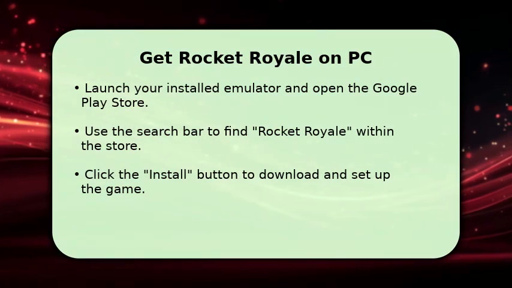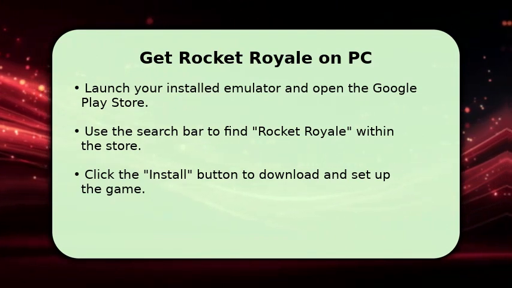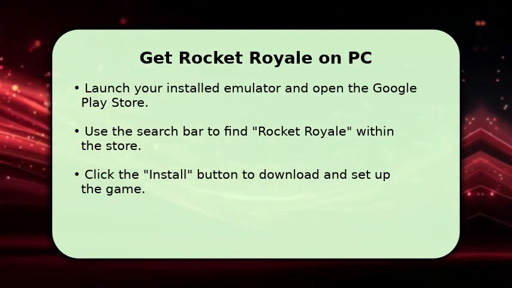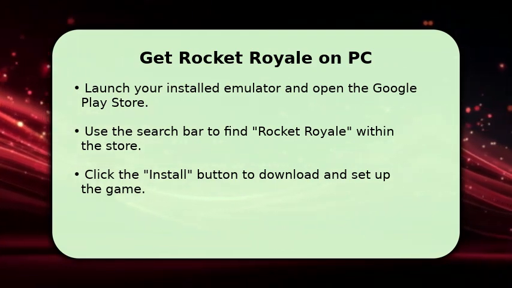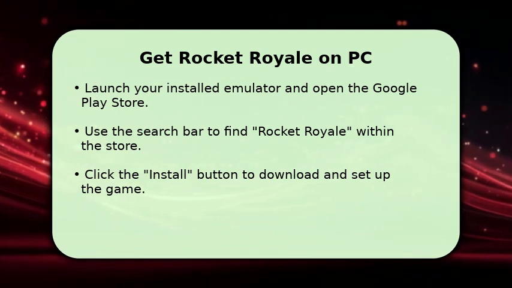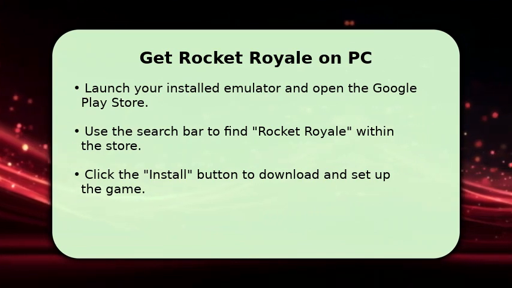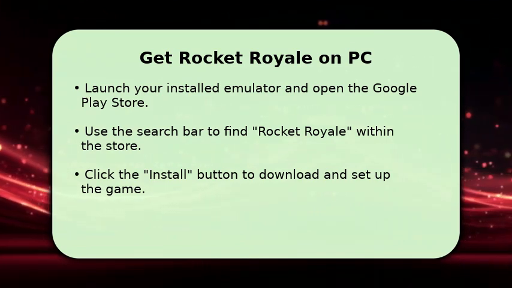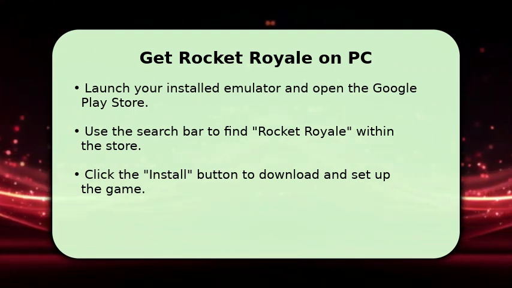With your emulator successfully installed, it is time to get Rocket Royale. Open the emulator, which will present you with an interface similar to an Android tablet or phone. Navigate to the Google Play Store, which is usually pre-installed. In the search bar, type Rocket Royale and press Enter. Locate the game in the search results and click the Install button to download and automatically set up the game.